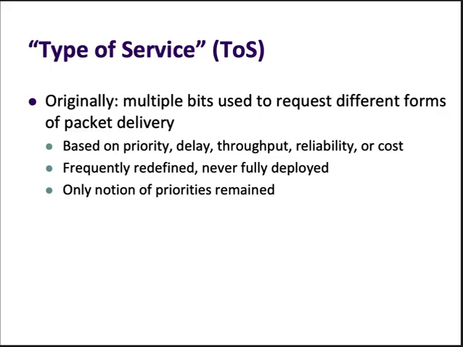It was originally designed to be a set of bits that would tell a router how to treat this packet. What kind of service does this packet want? Either delay sensitive or throughput sensitive. Over the years, many people defined it and redefined it and tried to use it. It never really took off. The one use of these bits that has persisted is just for priorities. If you want to indicate different levels of priority, then this is what these bits are used for.